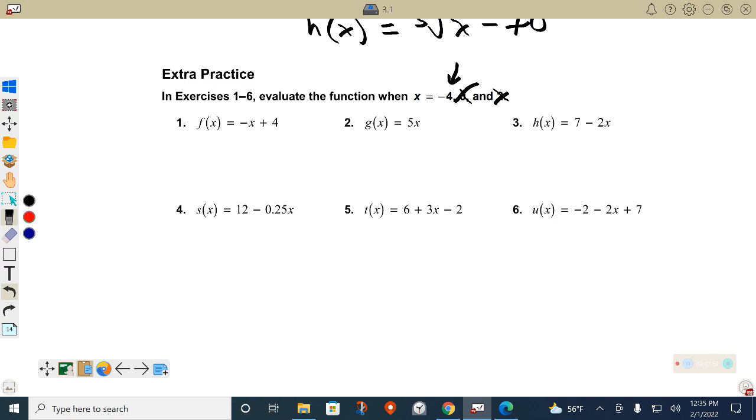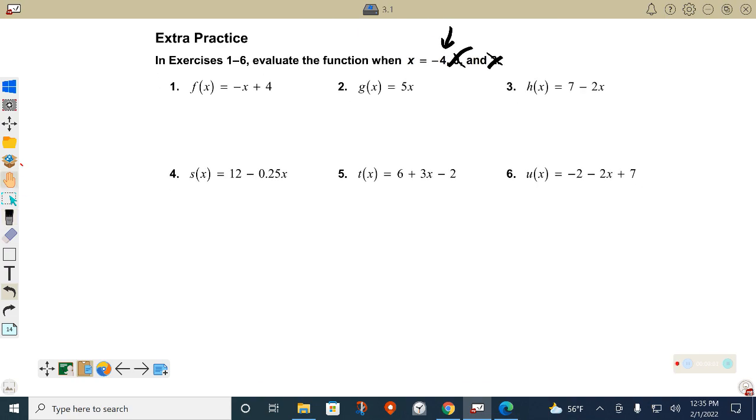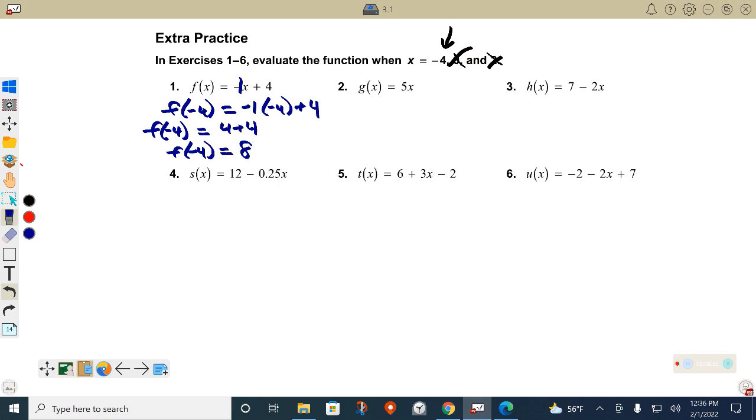What do you say? Okay, here we go. Kind of like a warm-up. When x is -4, then that means, look at the function at -4 equals, careful, this means -1 times x. -1 times -4 plus 4. So the function at -4 is going to be, let's see, -1 times -4 is a +4 plus a 4. The function at -4 is 8. Done.